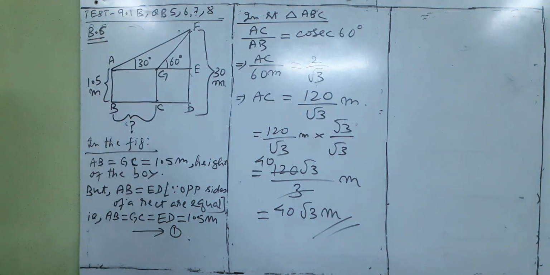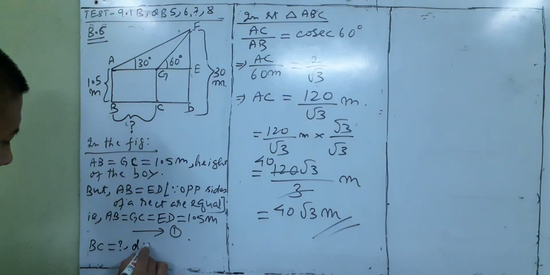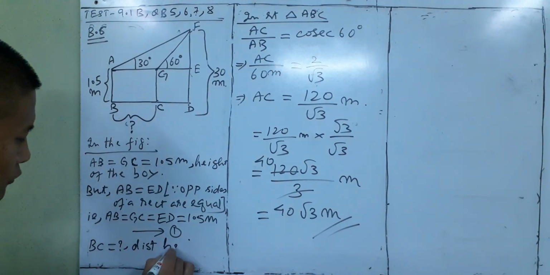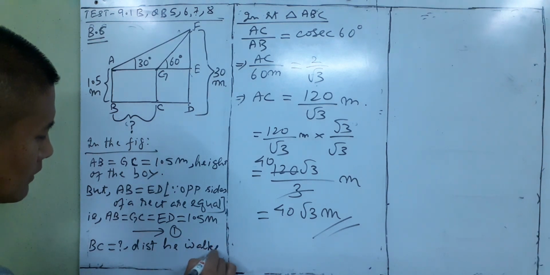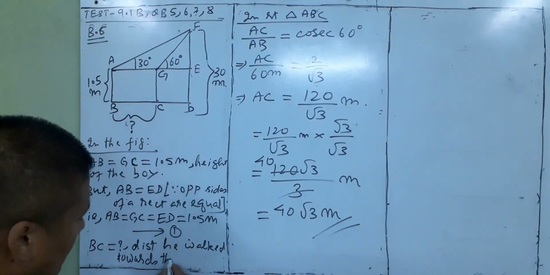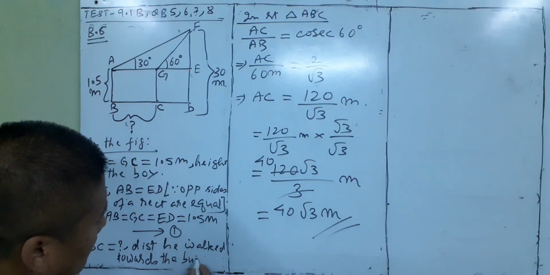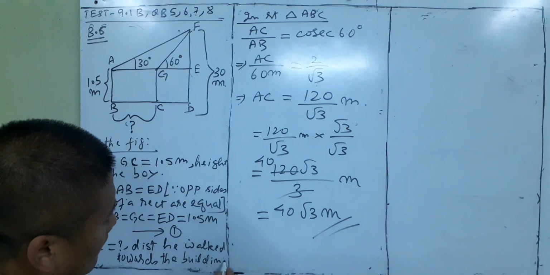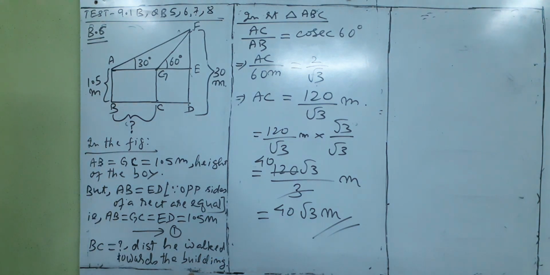Okay. Then next here we will think like this. Here BC, we write BC is equal to question mark, the distance he walked. That means the boy walked towards the building. The question says that. Towards the building. This is what the question is asking us.